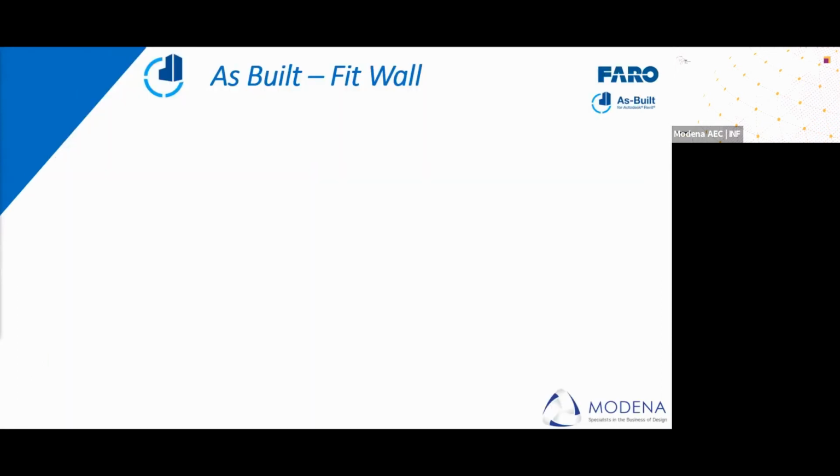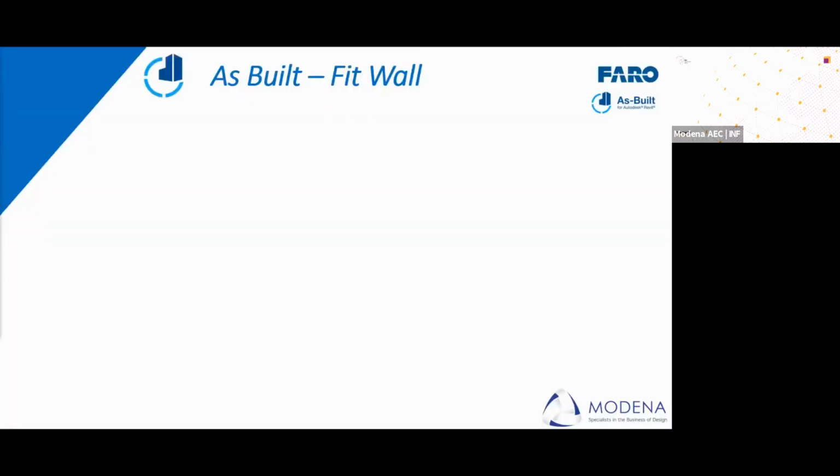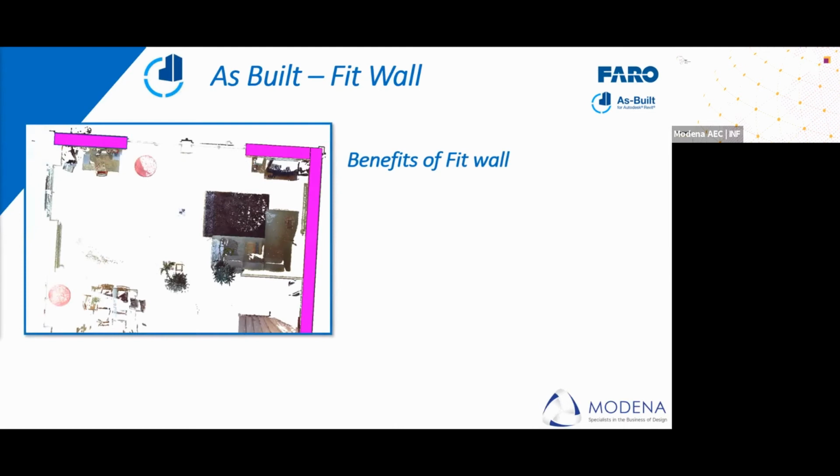So let's take a look at the first functionality. This is called the AsBuilt Fit Wall. So the idea behind Fit Wall is we've got some key benefits that we can start running with. The idea here is an easy to use function in order to help us generate wall elements within Revit without having to draw them ourselves. So the idea is we can fit any wall size in, at all angles and alignments.